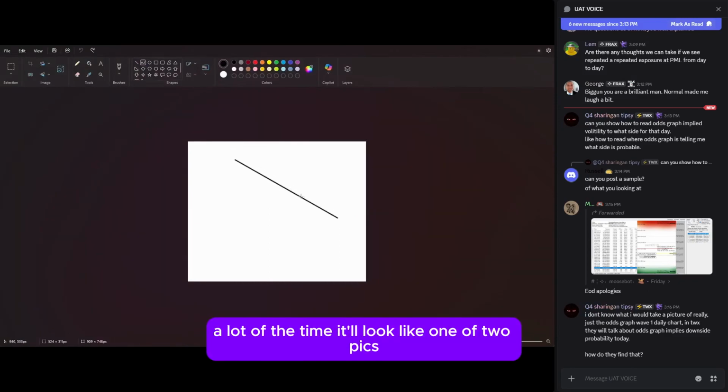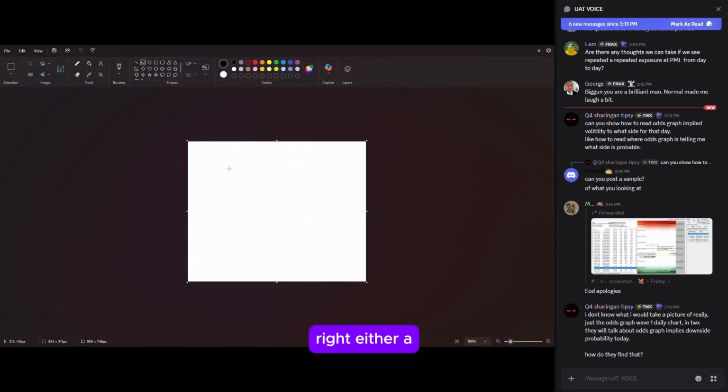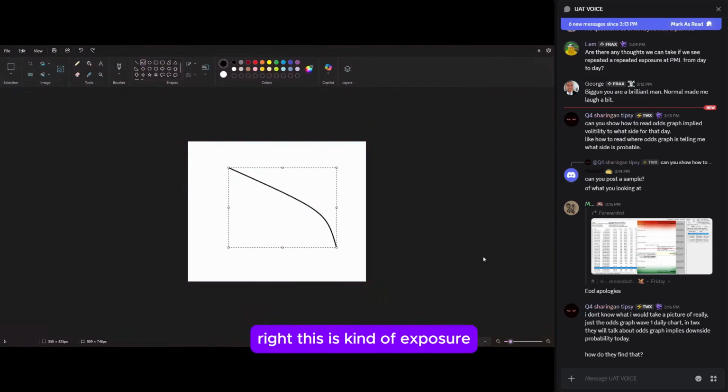Basically, a lot of the time it'll look like one of two things. Either A, where it's like this into the close, an exposure that bulges, and can bulge exponentially as we move away, below the floor or above the ceiling, whatever.